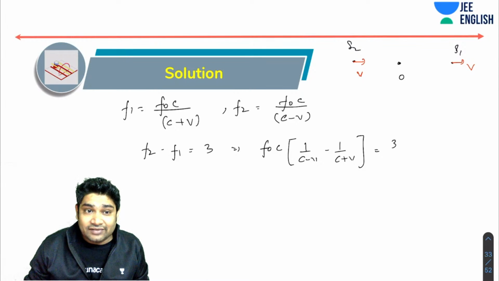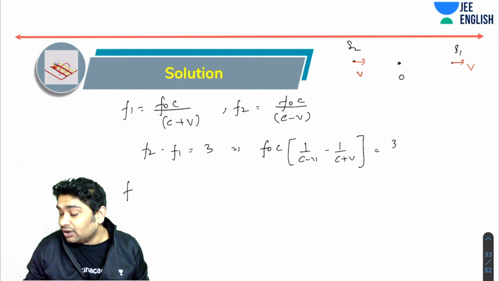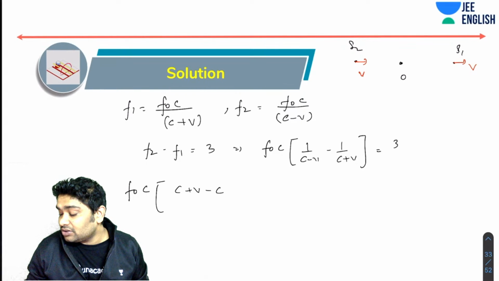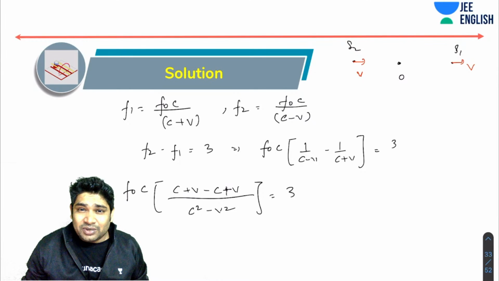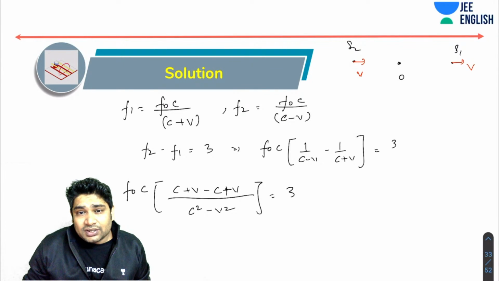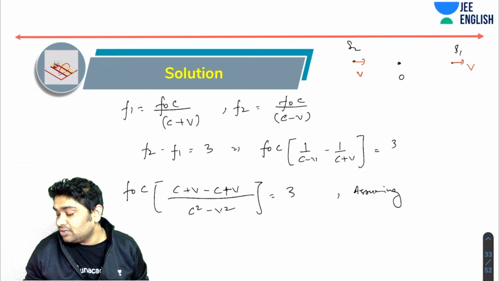Okay, so using this equation, I will simply solve for the V. F naught, here you will have C minus over minus. Now, I will take an approximation. Usually, your C would be much greater than the speed of the source, assuming V is much smaller than C. C square minus V square can be roughly approximated to C square.